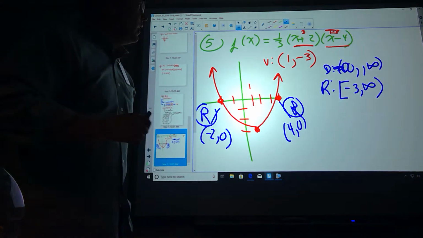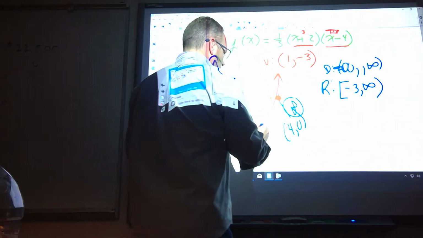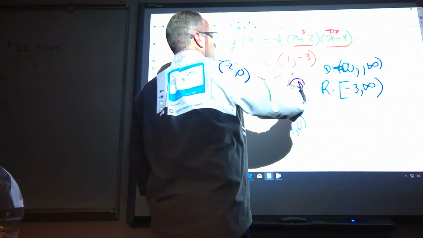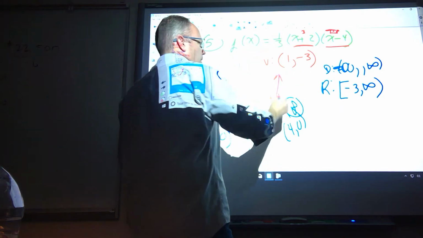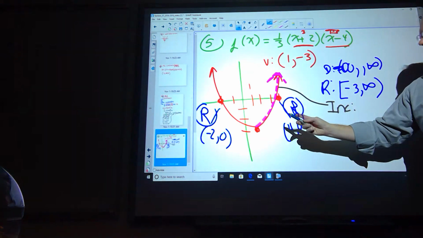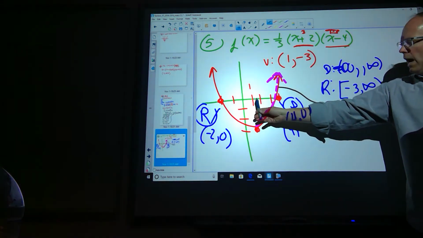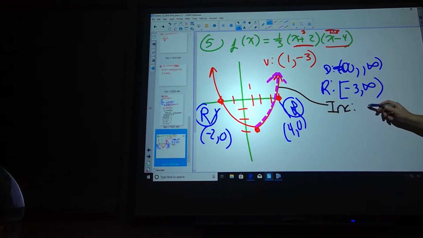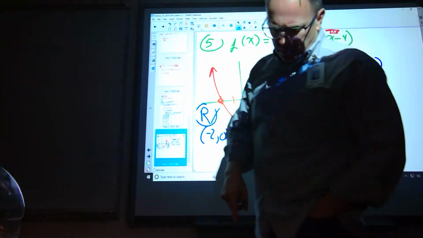Interval where it is increasing. It's going to be increasing right here. So we're going to use the x direction: from 1 to infinity, and it's rounded, 1 to infinity, it's increasing. It's not a square bracket, because right at 1, it's actually constant. It's a horizontal line. So that's where it's increasing.